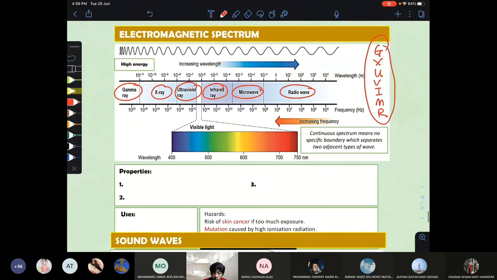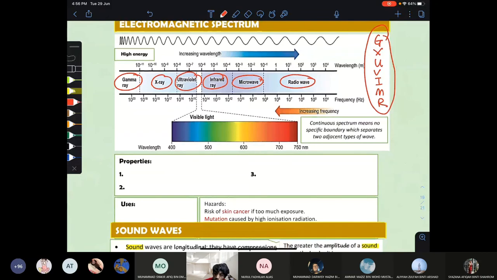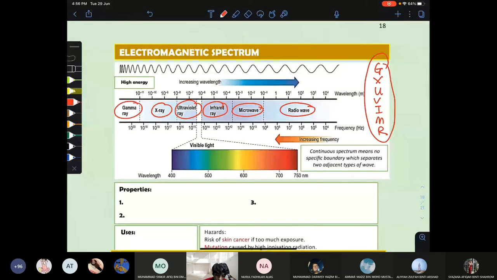Banyak soalan tanya. From gamma to radio, what happened to the wavelength? Itulah awak kena tahu. Okay. So look at this diagram. From gamma to radio wave, the wavelength increasing. However, what happened to the frequency? The other way around. Right. Frequency awak kena tahulah dia opposite.